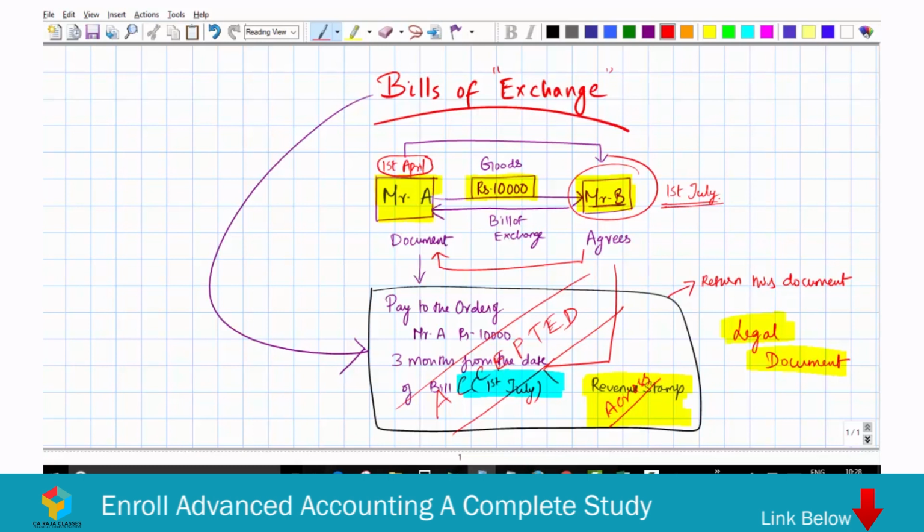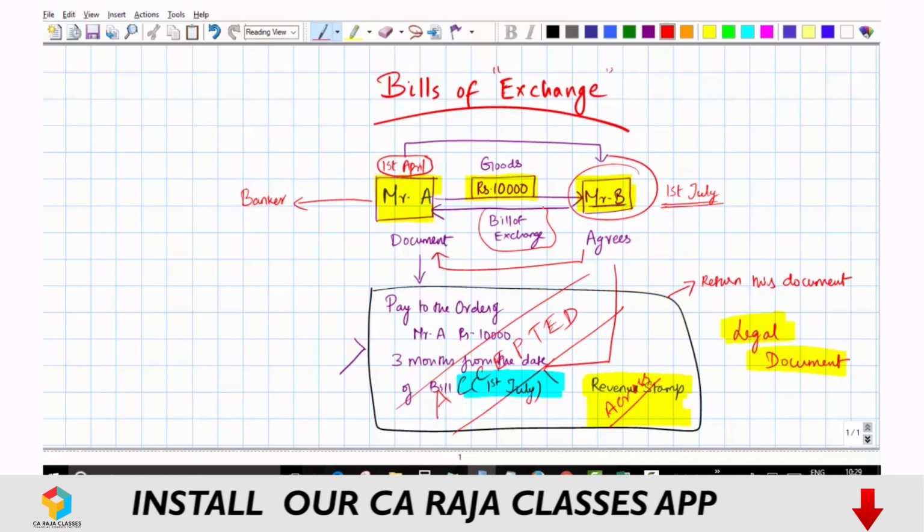But Mr. A is in need of money. So what will Mr. A do? Mr. A will approach his banker. Mr. A will go to his banker, and he will inform his banker, look, I have sold goods to Mr. B worth 10,000, and he has agreed to make the payment on 1st July. So exactly after 3 months I'll be getting the money, but I'm in need of money. So you keep this bill of exchange as security, okay, and give me money or give me a loan.